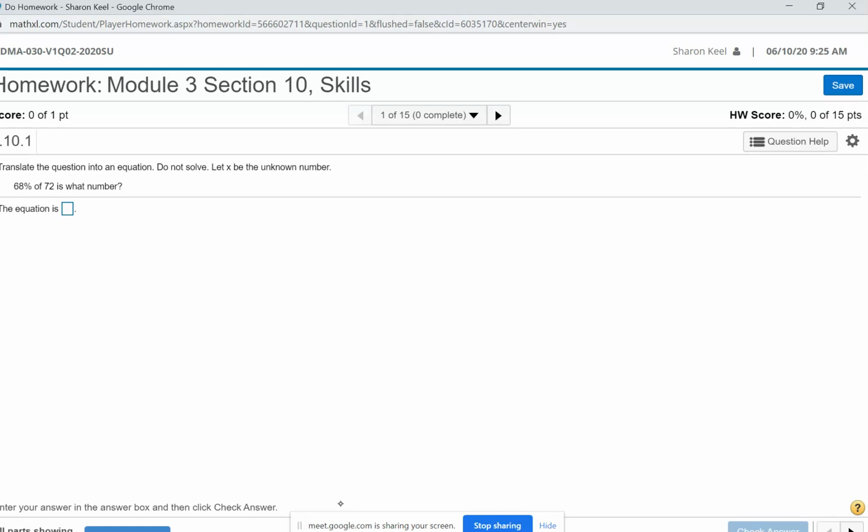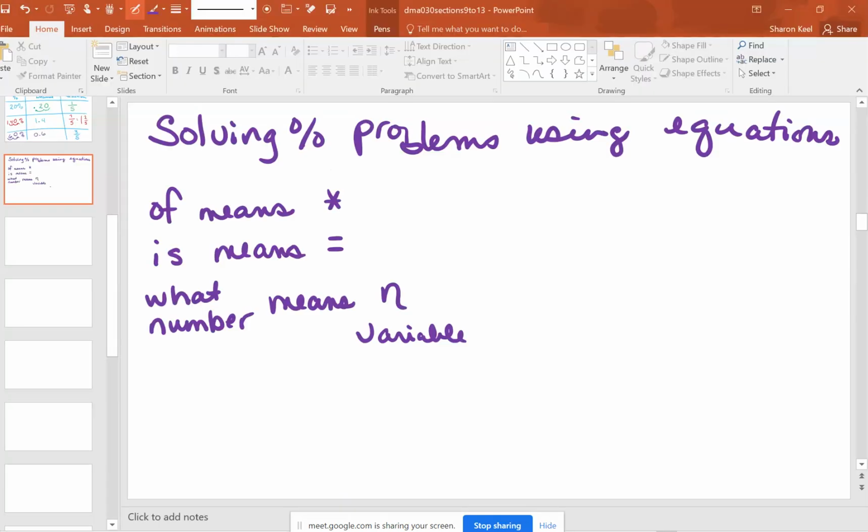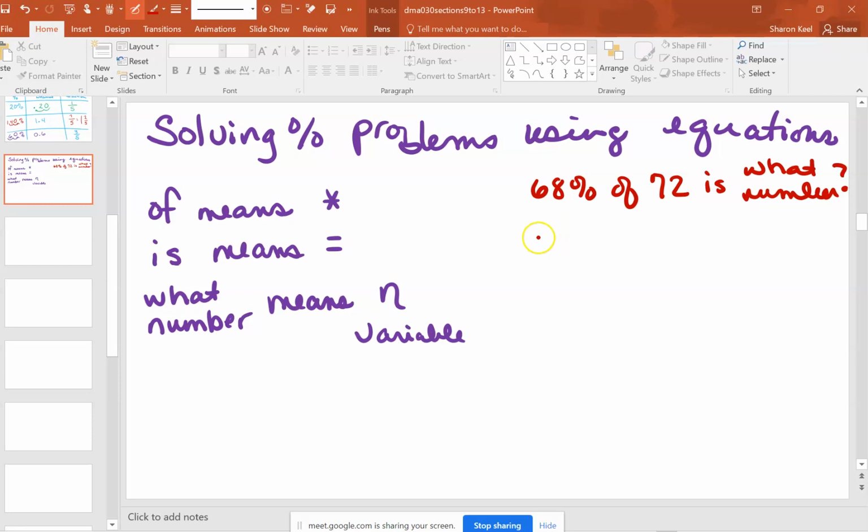68% of 72 is what number? So to set this up, we would write 68% of means times 72 is, and then the what number is the variable, the N.